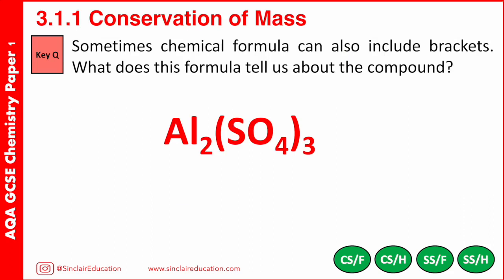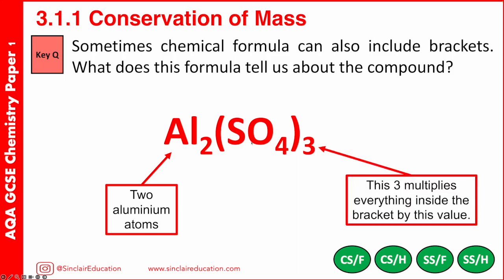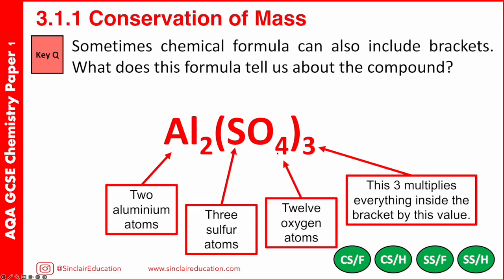Now, sometimes we can find molecules that have got much larger formulas and have started to use brackets. Now, with this one, we've still got 2 aluminium atoms, but we now have a sulfate ion, this SO4, in a bracket, and we're told there are 3 of them. What this 3 is doing is multiplying everything within the bracket. So what this means is that actually I've got 3 sulfur atoms and I've got 12 oxygen, because 3 times 4 will give me 12. So any numbers outside of the brackets mean we multiply the entirety of the contents of that bracket by that number.